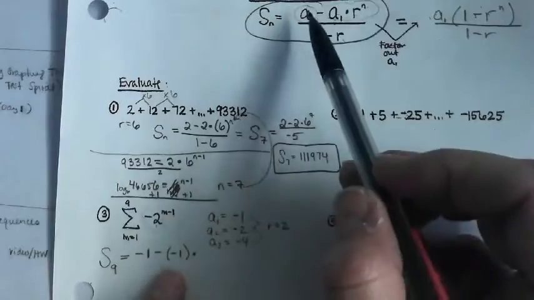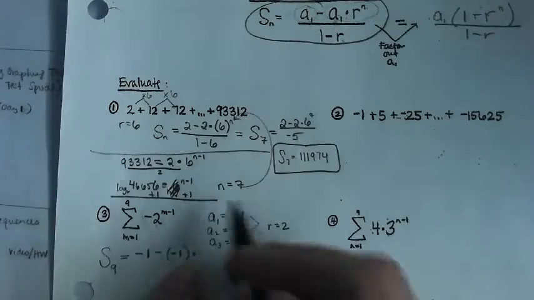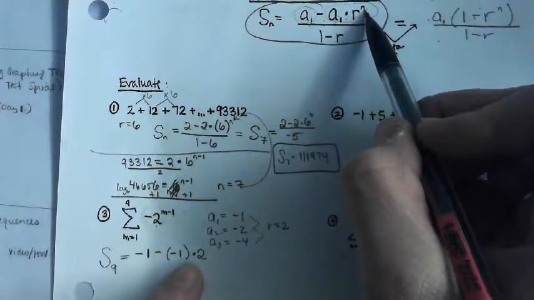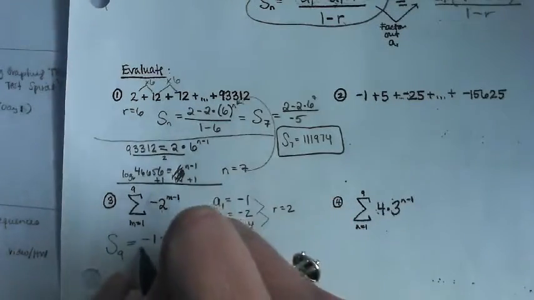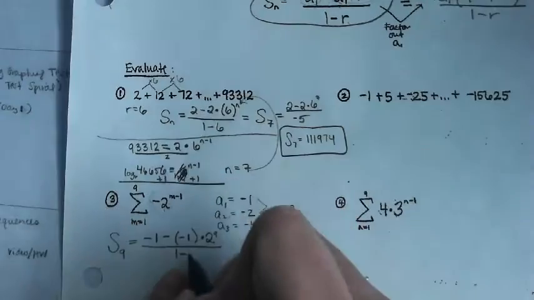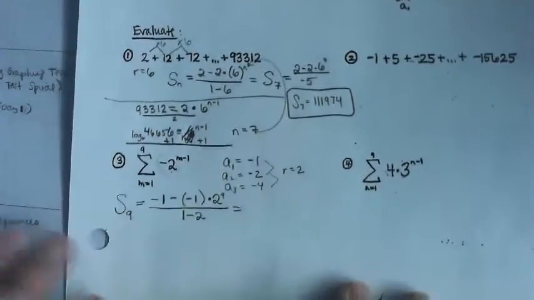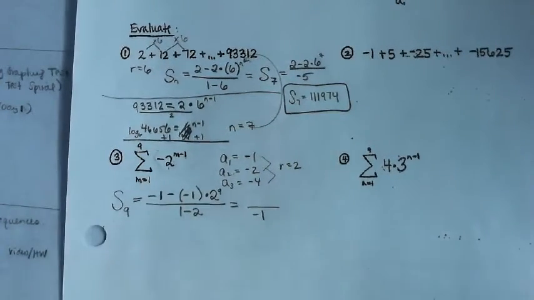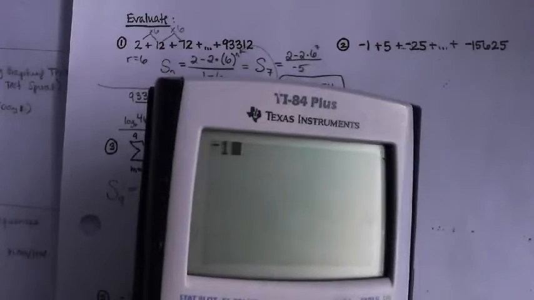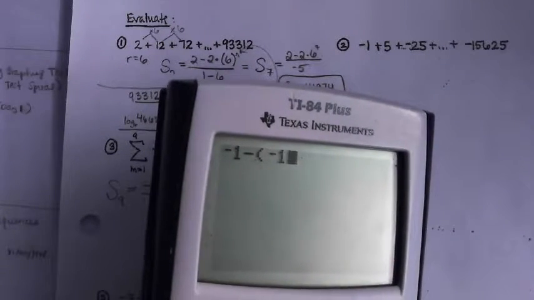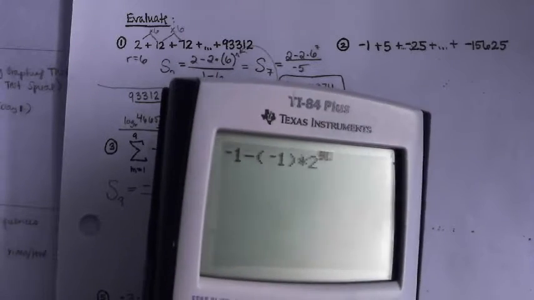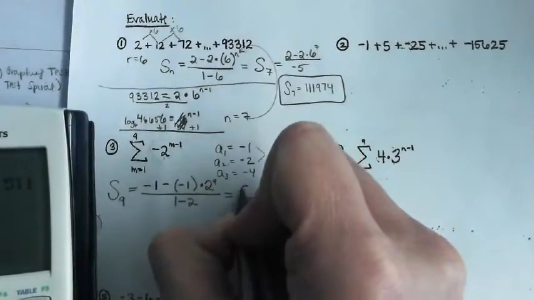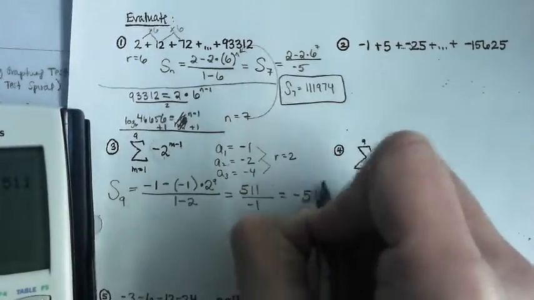So back to my formula. I've got my a sub 1 minus my a sub 1 times my r we just decided was 2 to the nth power. What's n? 9. All over 1 minus our ratio of 2. So again, I would do your numerator first and then divide it by negative 1. Negative 1 minus parentheses negative 1 times 2 to the 9th. Probably going to be a fairly large number, 511. And so my answer is negative 511.